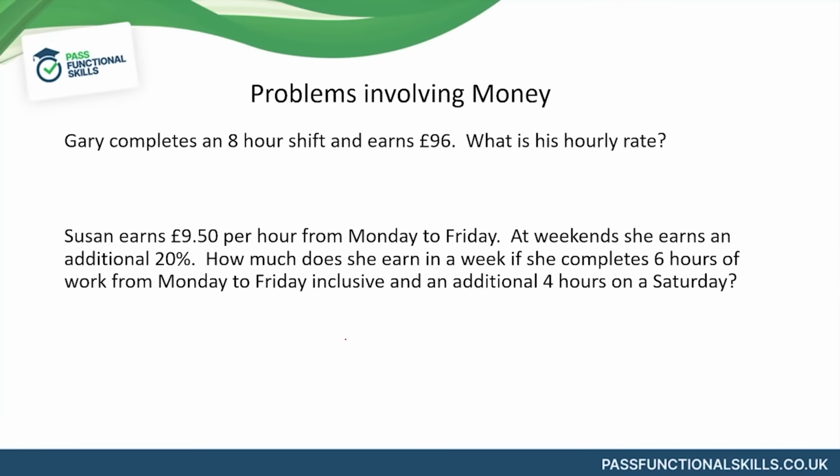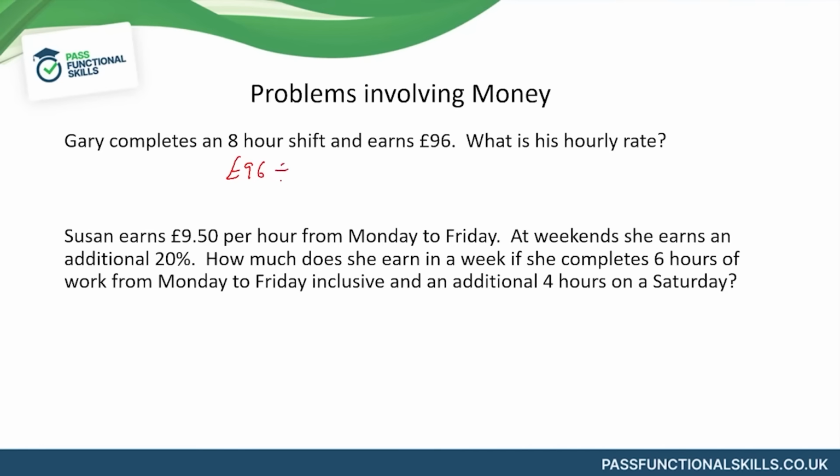Okay, let's take a look now at problems involving money. So the first question says that Gary completes an 8-hour shift and earns £96. So what is his hourly rate? Okay, so we know that for 8 hours he earns £96, so therefore for 1 hour that is going to be 8 times less than this amount. So we need to divide 96 by 8.